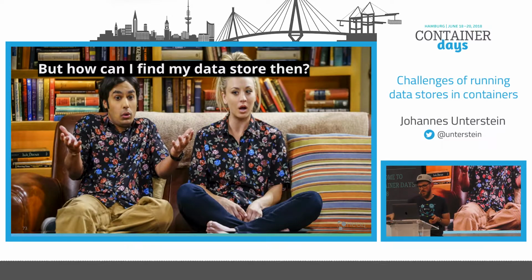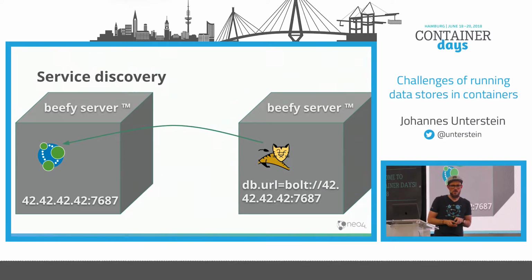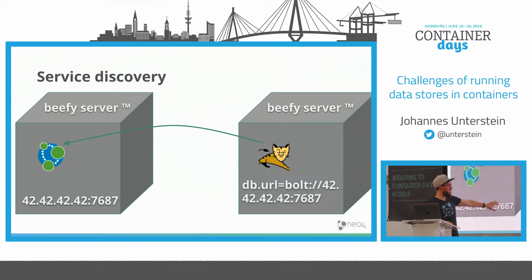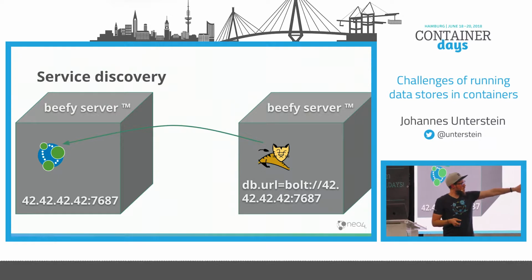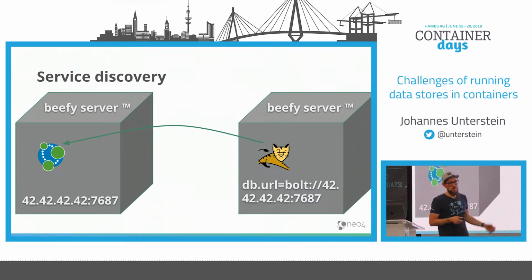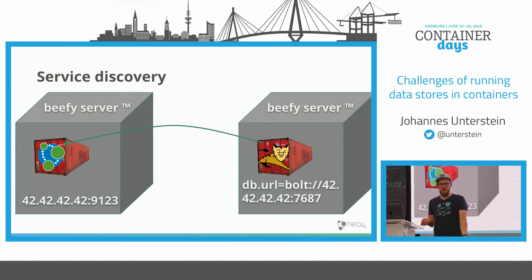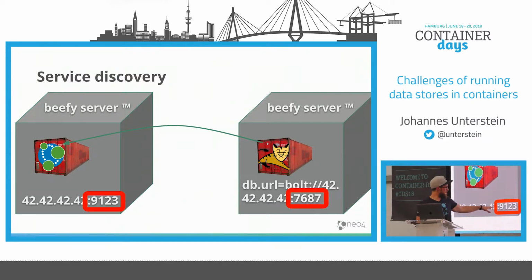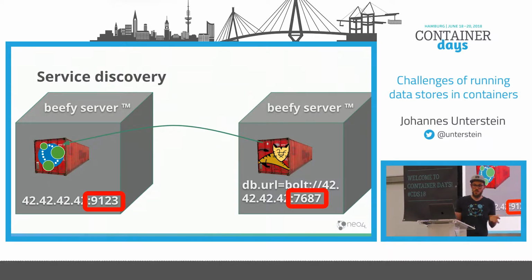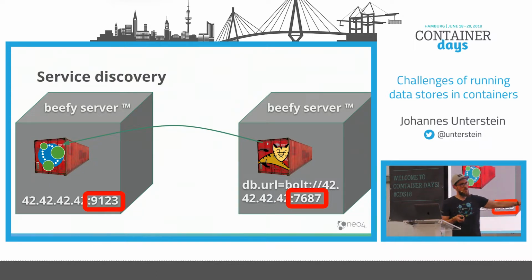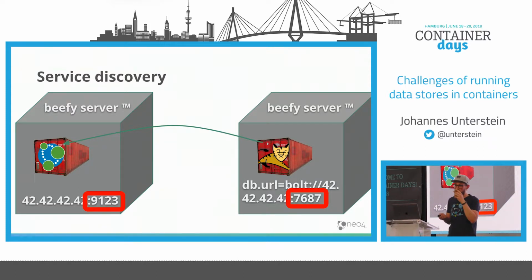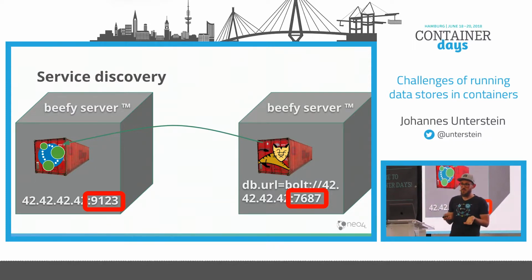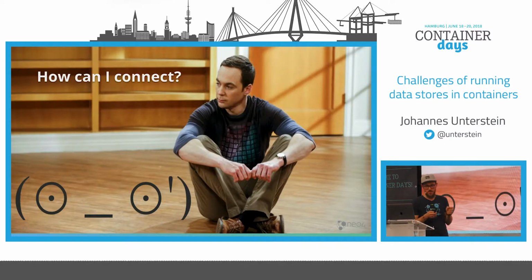But how can I connect to my data store then? Service discovery in the beefy server world was probably easy, because I had my default Neo4j port, which was 7687, so I could configure that to point to the IP and the port. Now we're running in containers, and maybe the port changed. I don't know if everyone sees it, but the port changed to a random one. It's 9123. So we can't reuse the configuration anymore. And this is true for everything, not only for data stores, this is also true for microservices and whatever.